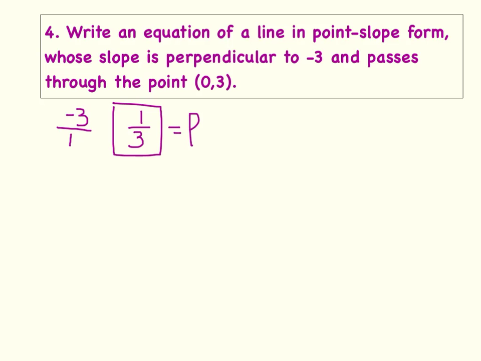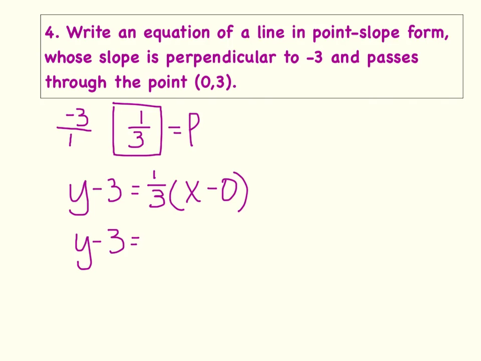Now that we know what our new slope is going to be, we're ready to plug in these numbers into the point-slope form of the equation. And here again, they're asking for our final answer to be point-slope form. So again, this one's going to go rather quickly. We start out with y minus 3 is equal to, and we're going to put in our perpendicular slope, 1/3 times x minus 0. You could leave it this way, but since we know that x minus 0 is x, we could simplify it just a little more and write y minus 3 is equal to 1/3 x.